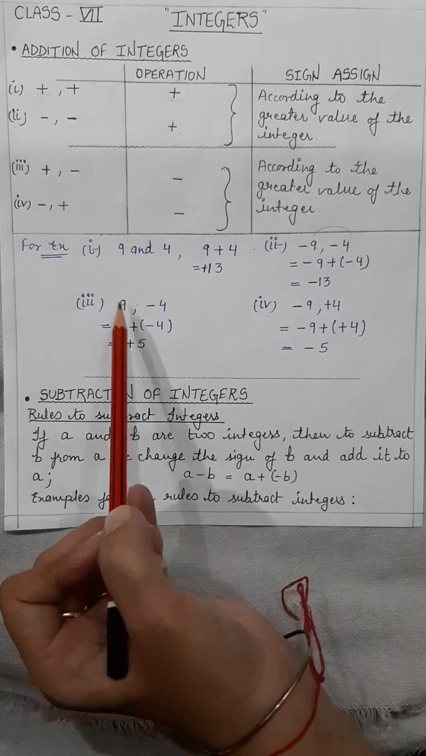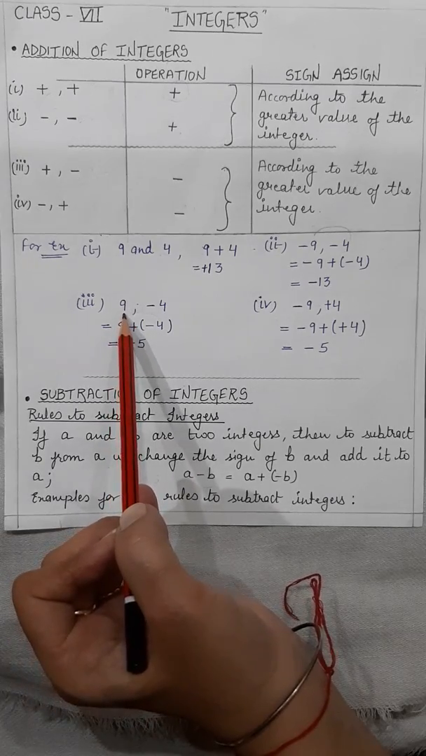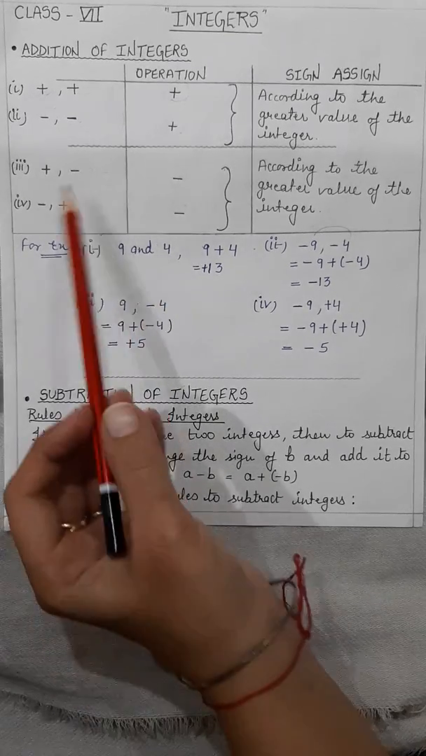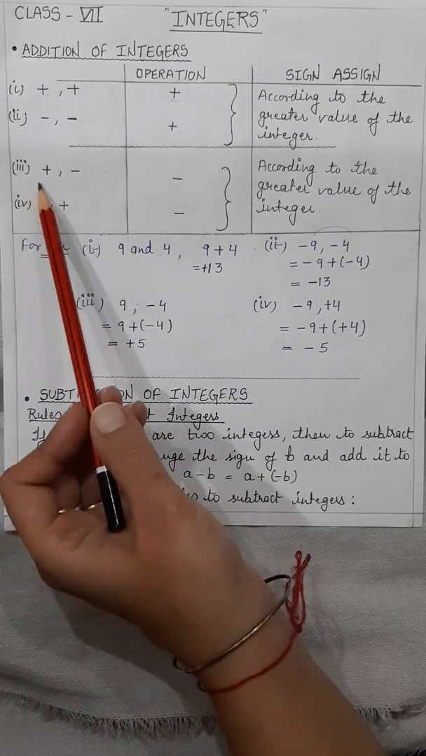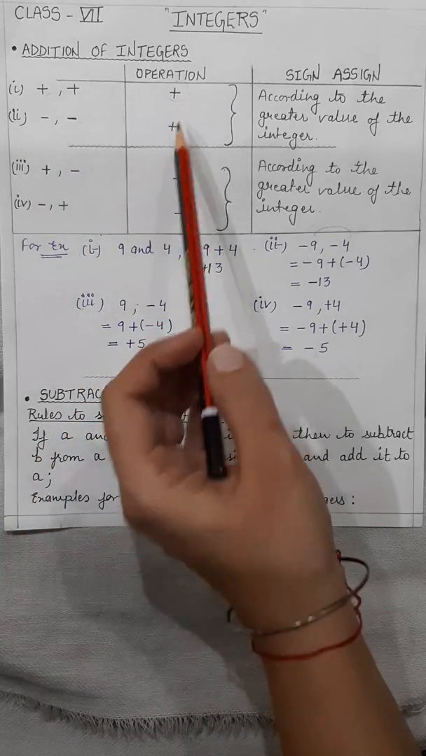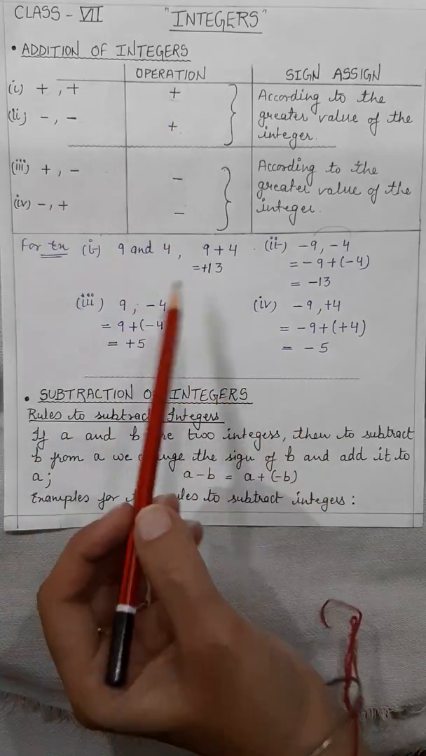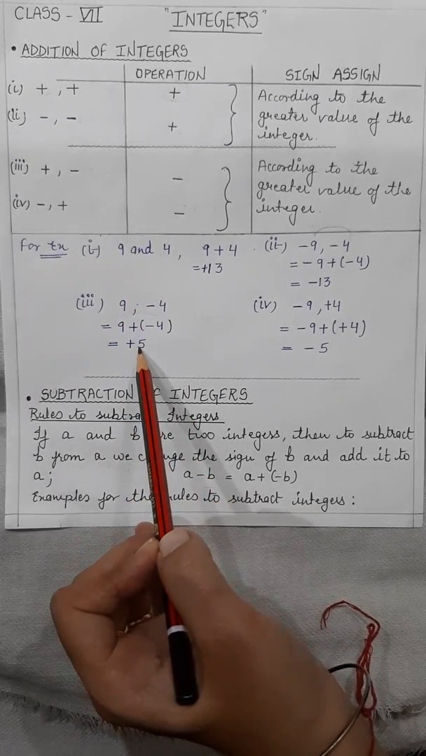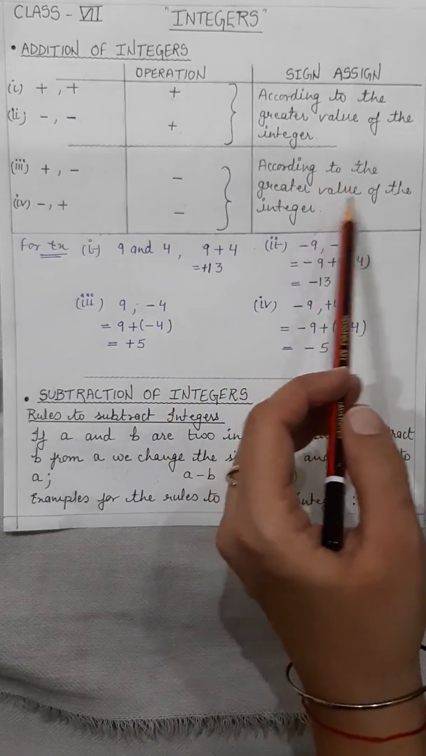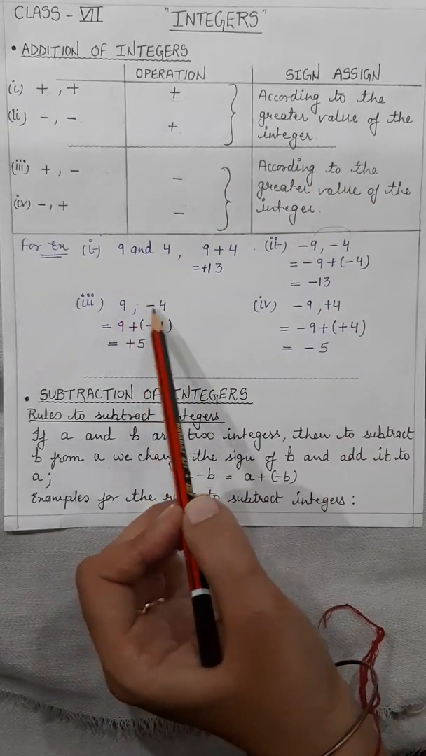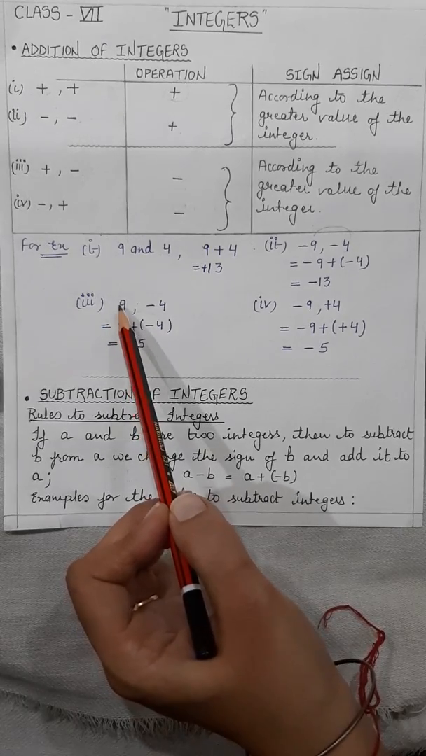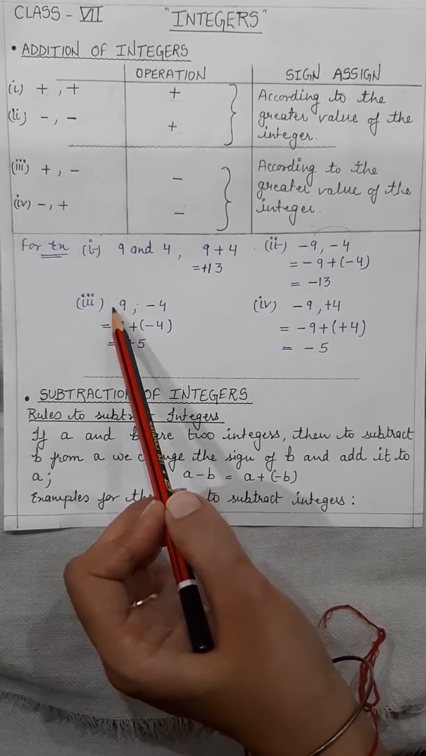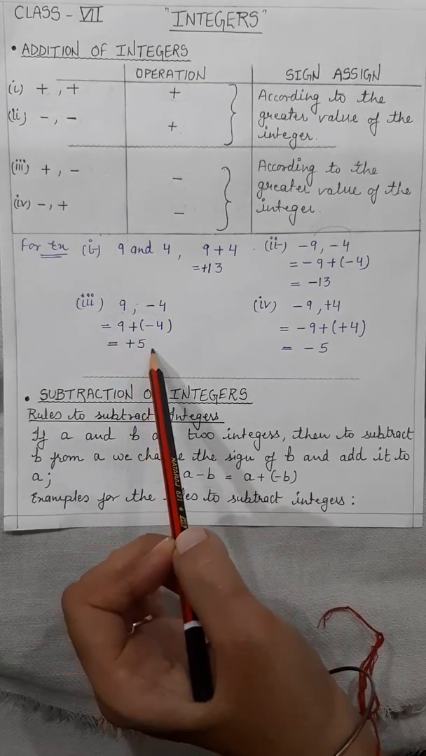Now in the third part, I have taken one integer as positive 9 and the other one as negative 4. Both signs are different, plus and minus. So the operation should be subtraction. You have to subtract these two numbers. 9 minus 4 is 5 and assign the sign according to the greater value of the integer. Which number is greater? 9 is greater. So the sign will be plus, because 9 is with positive sign. Answer will be plus 5.